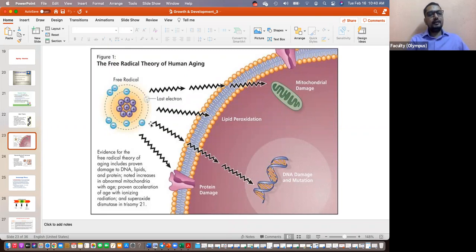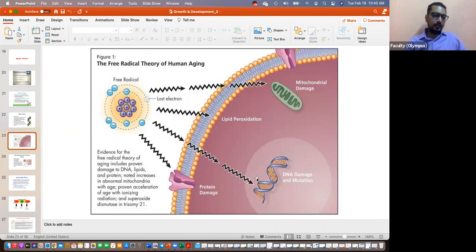These free radicals seem to damage our body. Free radicals can damage various parts of our body. Like if you see, this is a cell and this is a cell membrane. The channel proteins that are acting like the gates can undergo damage. Our DNA can undergo damage. So these free radicals can damage many parts.